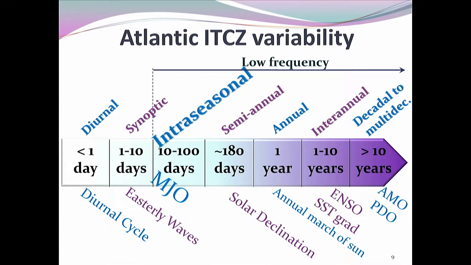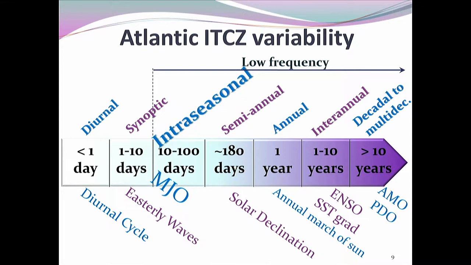The ITCZ has variability in a broad range of time scales, from diurnal, related to the diurnal cycle, up to decadal to multi-decadal oscillations. In the diurnal scale, the variability is related to the diurnal cycle of the convection. In the synoptic scale, the ITCZ is modulated by the easterly waves from Africa that have a variability between 1 and 10 days. In the intra-seasonal time scale, the major part of the variability is related to the MJO, that's the focus of this work.